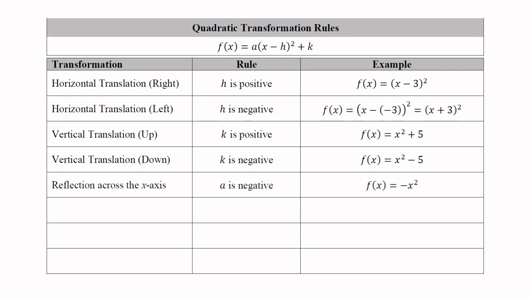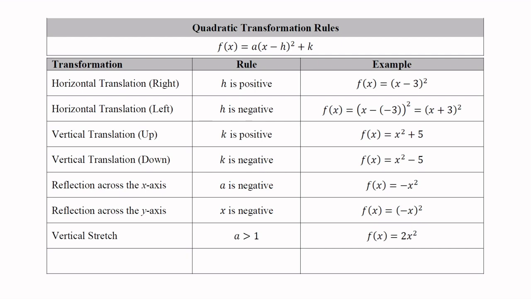Now, taking a look at a. The a value is going to tell us 4 things. First of all, if a is negative, you have a reflection across the x-axis, and it would look something like negative x squared. If x is negative, that means we have the negative inside the parentheses with the x, and that would be a reflection across the y-axis.